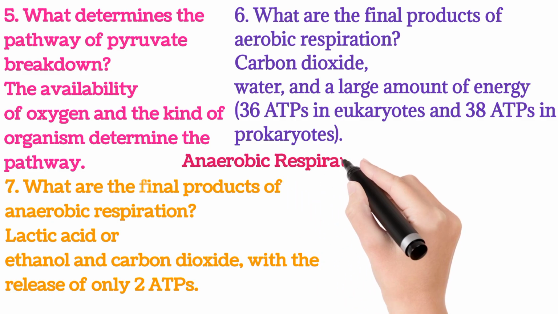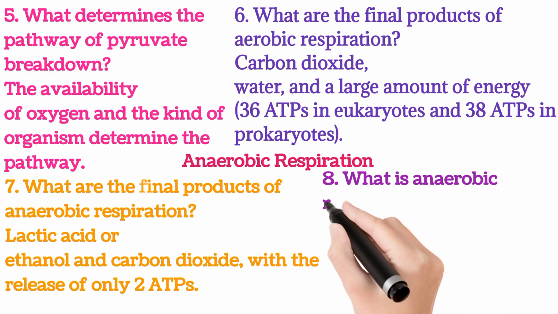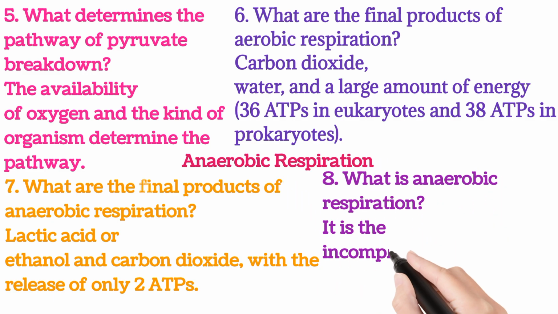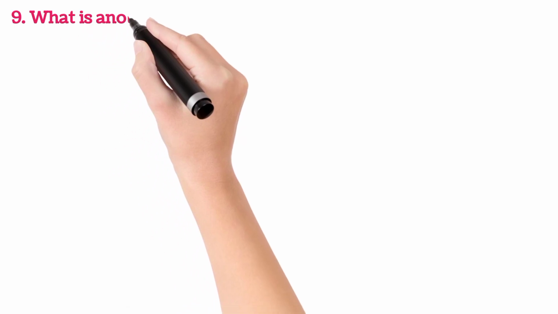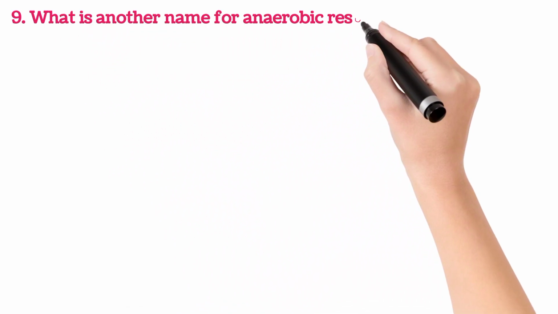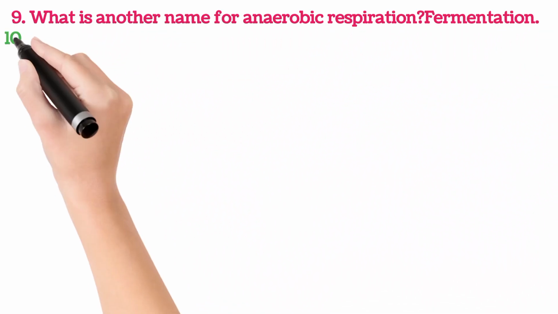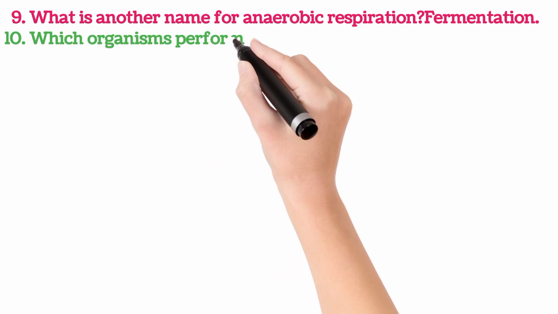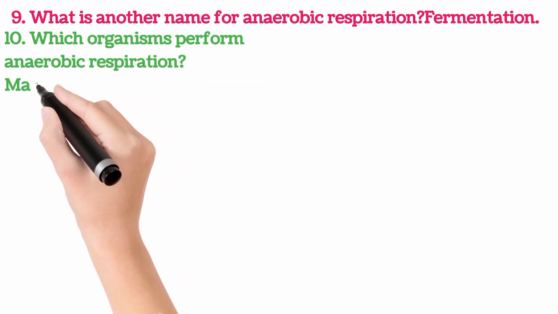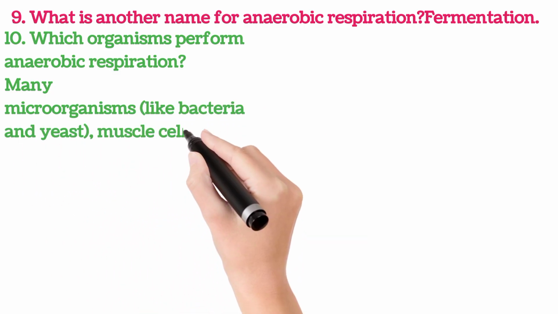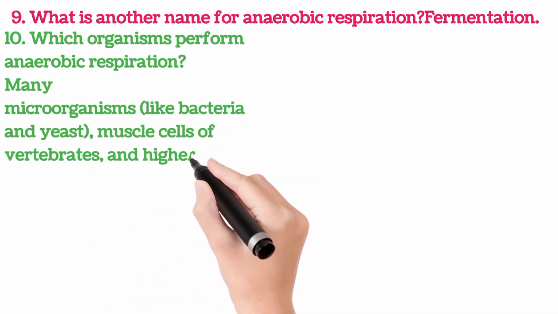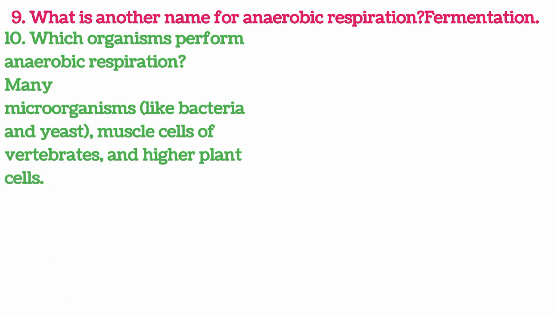Anaerobic respiration. 8. What is anaerobic respiration? It is the incomplete breakdown of glucose in the absence of oxygen. 9. What is another name for anaerobic respiration? Fermentation. 10. Which organisms perform anaerobic respiration? Many microorganisms, like bacteria and yeast, muscle cells of vertebrates, and higher plant cells.